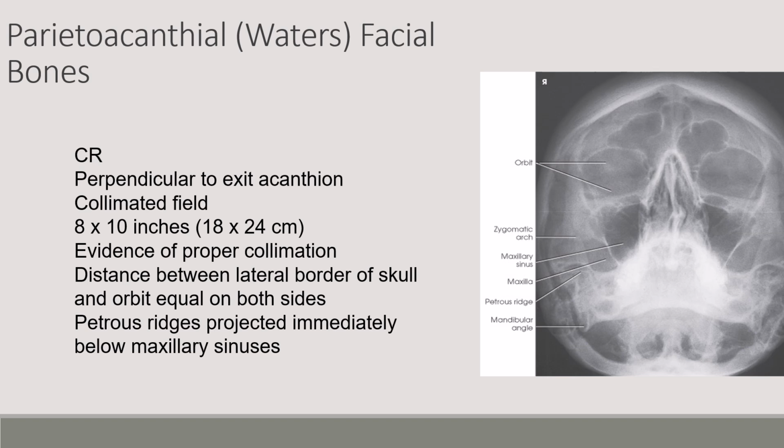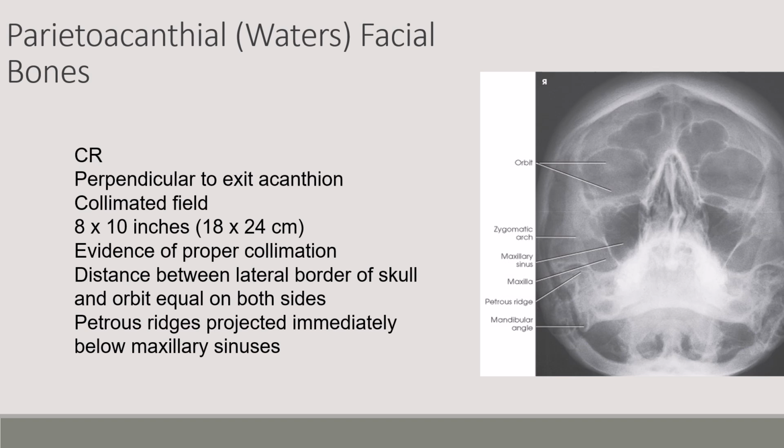That is, tip the chin back far enough because the petrous ridges are projected immediately below the maxillary sinus. The whole point of the Waters projection is to ideally demonstrate those maxillary sinuses and the maxillary bones. Those have the lowest OID, and the petrous ridges are out of the way. Okay? We do get a very good evaluation of the entire orbital border with a Waters projection as well.